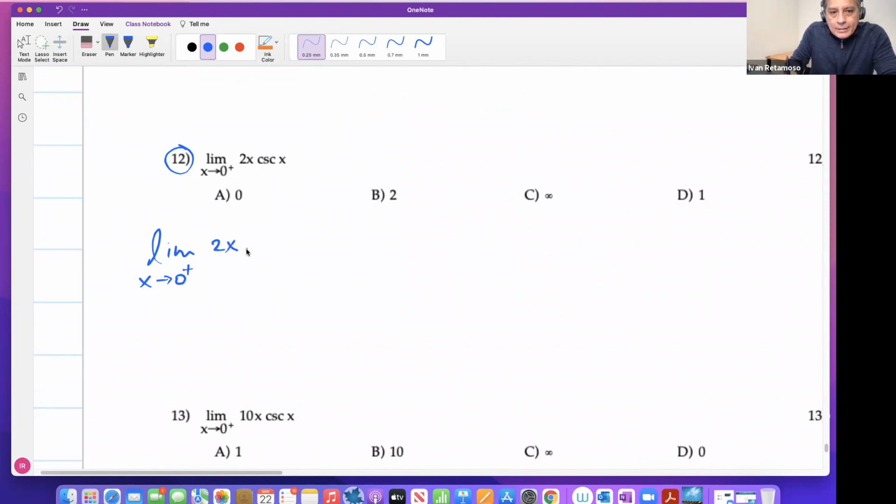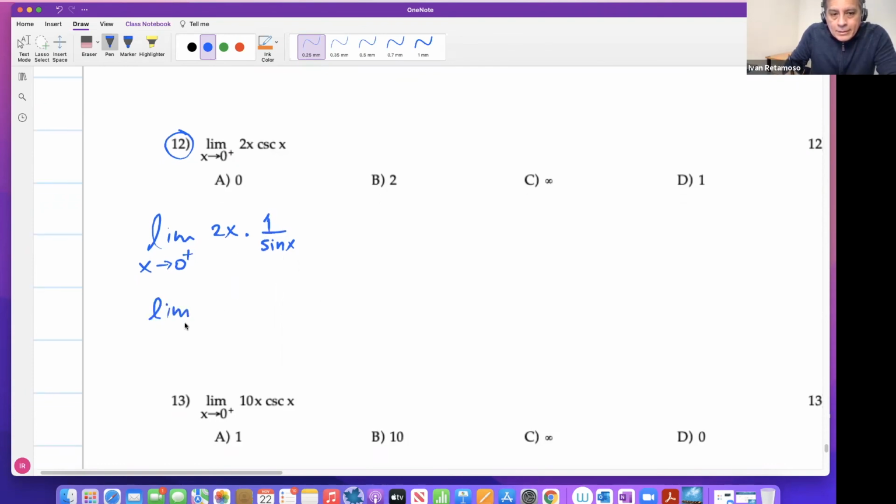Rewrite this as 2x times 1 over sine, because recall cosecant in trigonometry equals 1 over sine. Comes from trigonometry identities. 2 times x times 1 is 2x over sine. Looks better now, right? So this is something that you can deal with, because if you substitute 0 here, you get 0 over 0, which is the green light for L'Hopital's rule. This means that we can apply L'Hopital's rule.